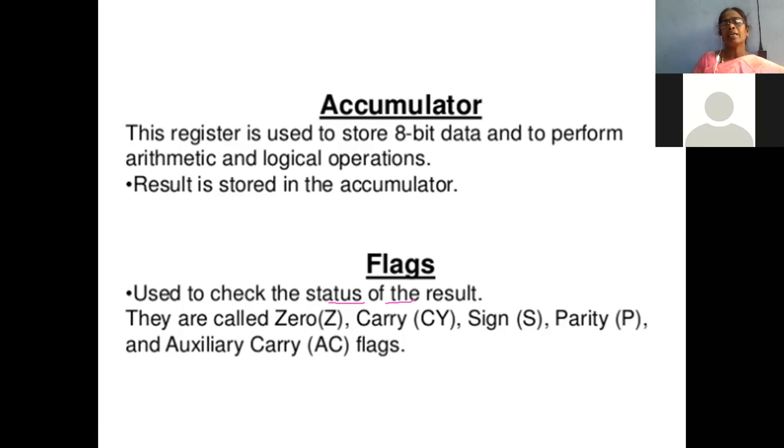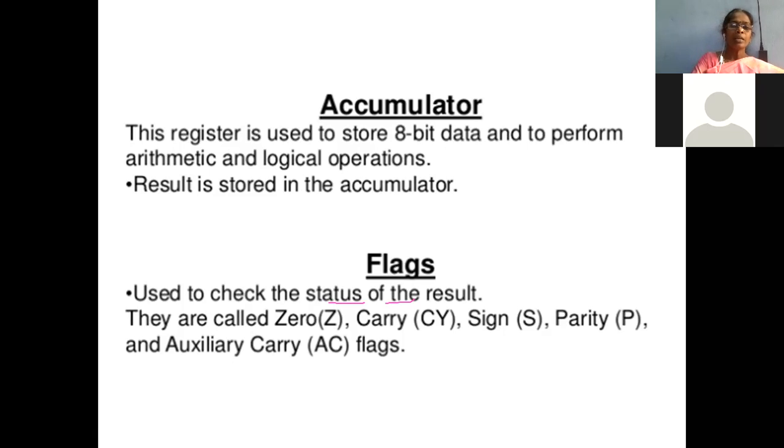And then the auxiliary carry, which is nothing but a flag that cannot be sensed by the user. For example, in the case of the zero flag, the result of the zero flag can be accessed by the user. I can check the zero flag, the carry flag, the sign flag can also be checked, and the parity flag can also be checked. But in the case of the auxiliary carry flag, it cannot be accessed by the user. So it is an internal one.